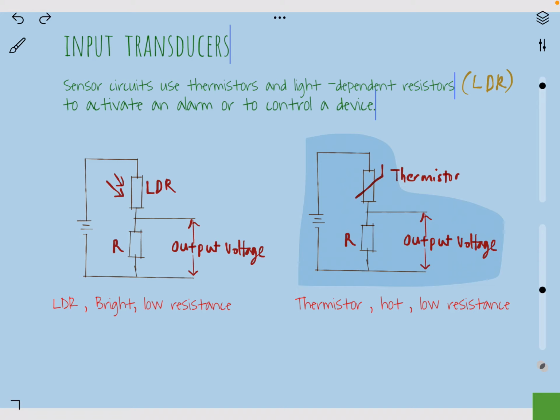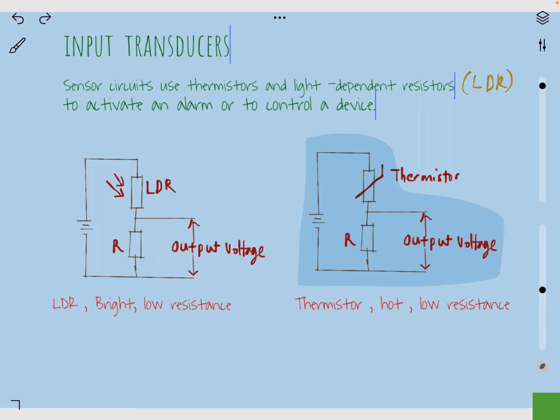Now we are going to discuss more about input transducers. Let us consider this circuit. As I told you, the LDR depends on the brightness of the surrounding, and let us consider this situation. In a bright situation, the resistance of the LDR is low. So when the resistance across the LDR is low, the voltage across the LDR also will be low.